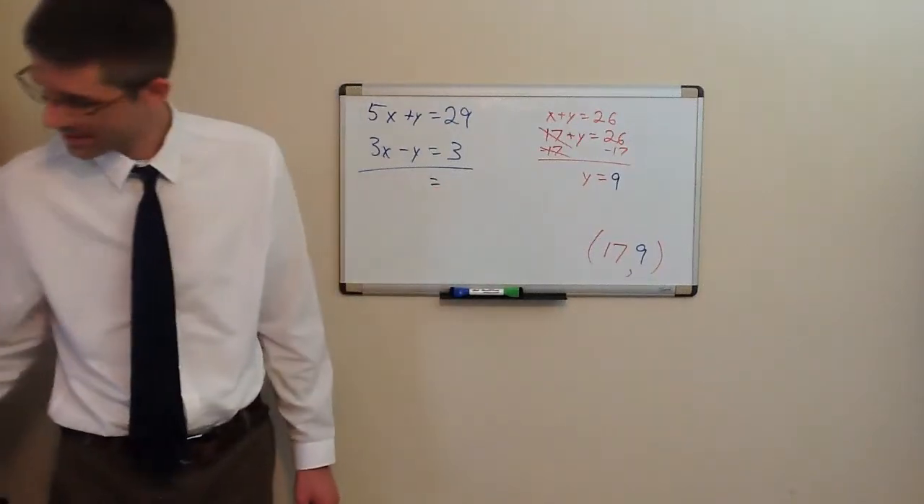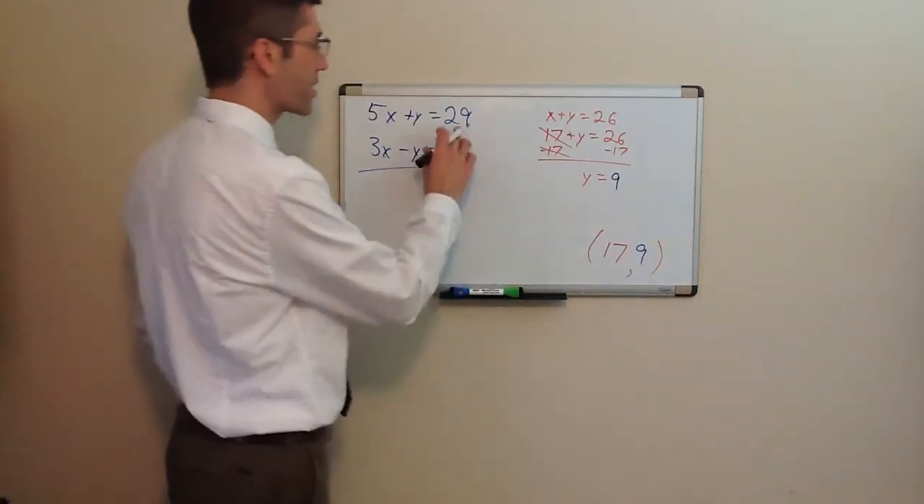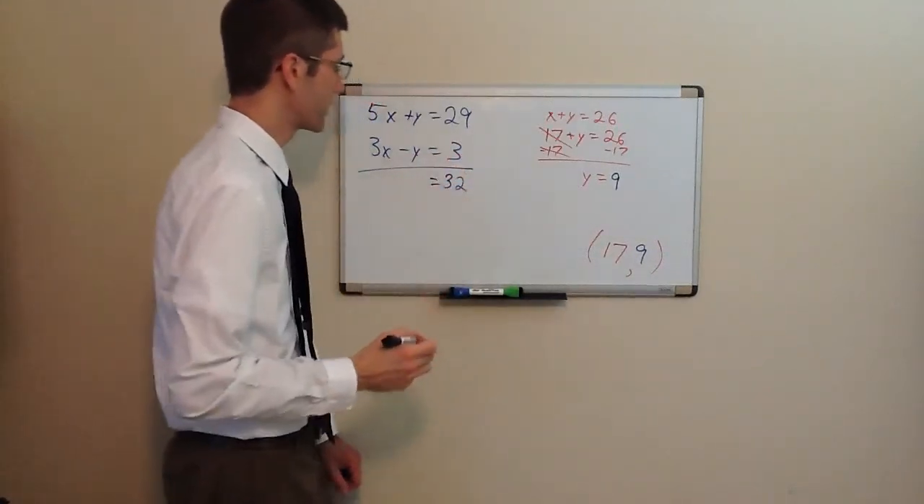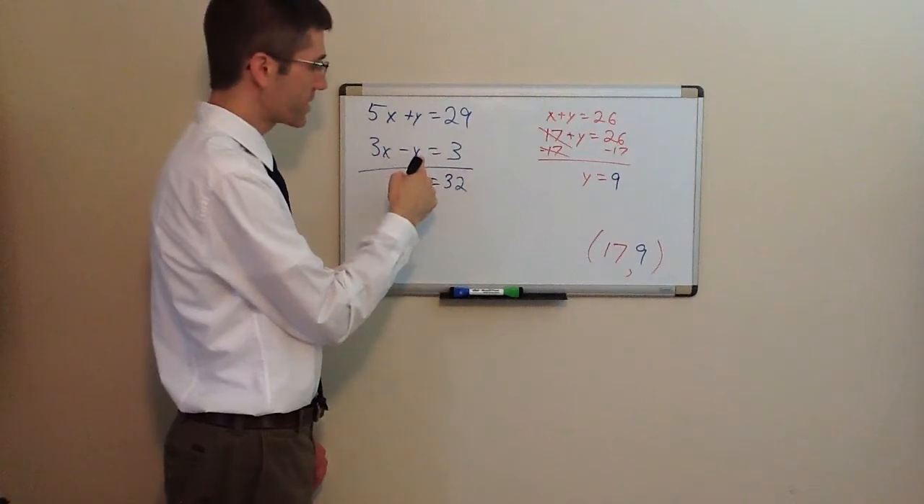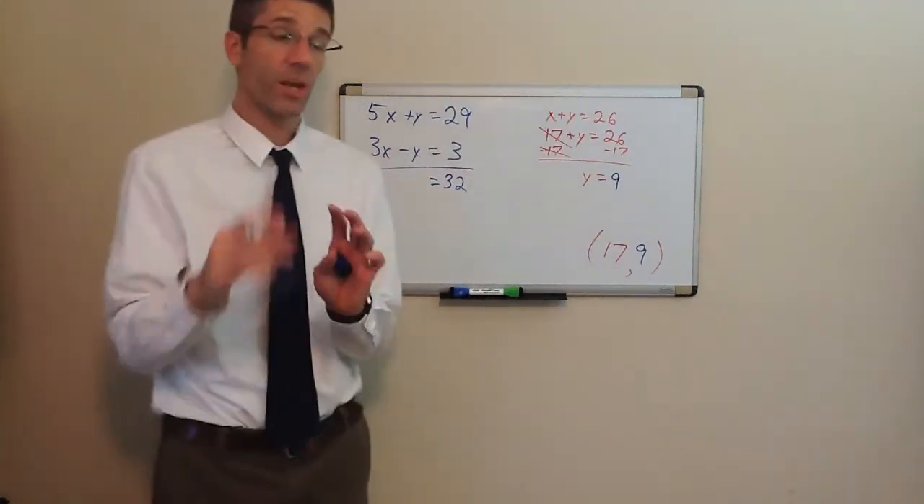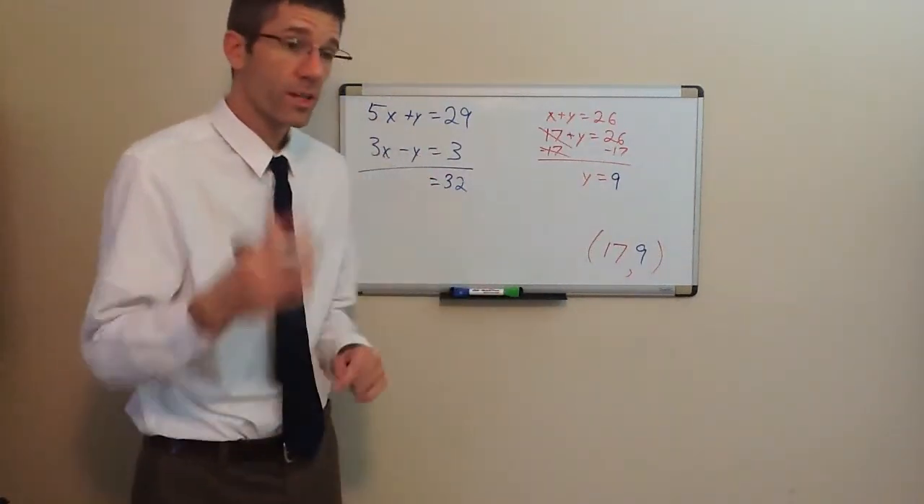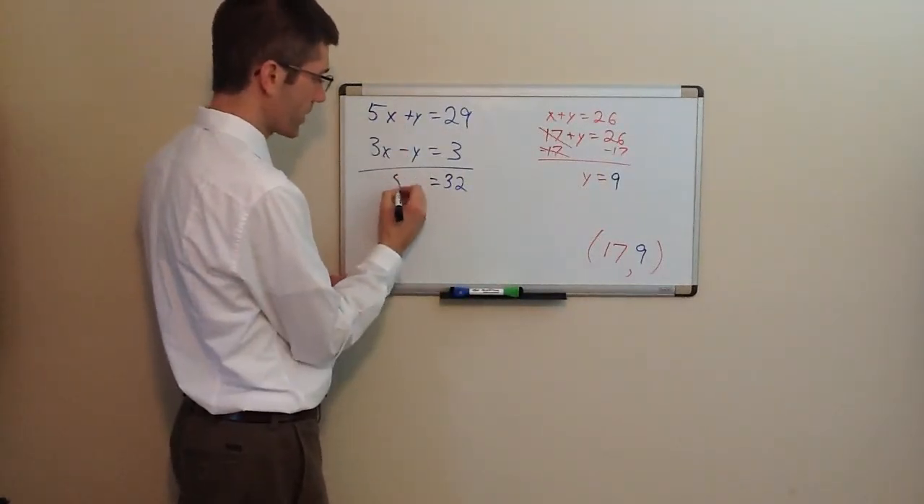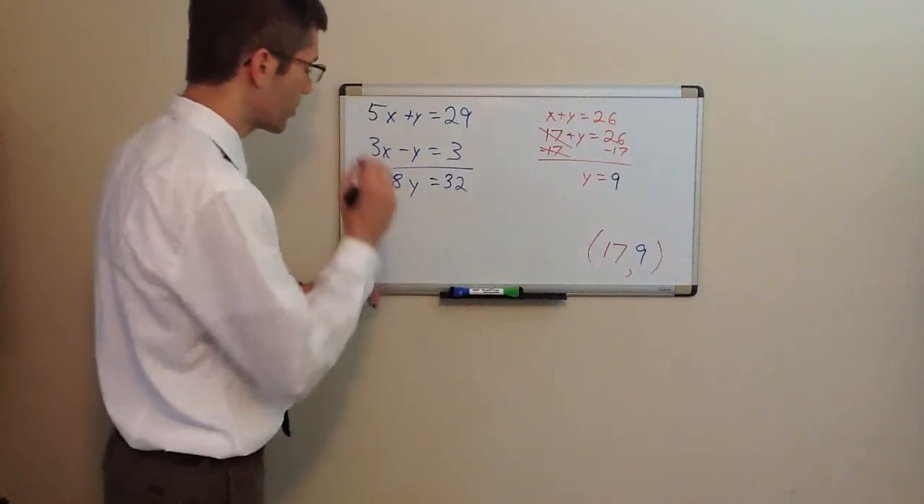So let's do this. I'm going to do this backwards just because I feel like it. 29 plus 3 is 32. 1y plus negative 1y. Okay, you can say 1 plus negative 1, you could say 1 minus 1, same thing. You have 0 y's. 5 plus 3 is 8. Oops, I just messed up.